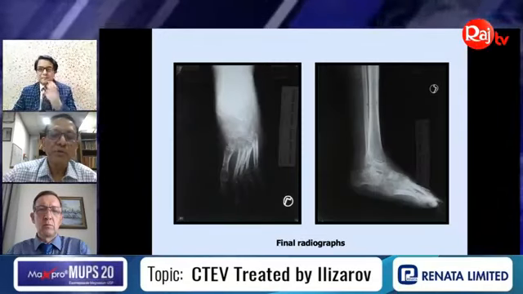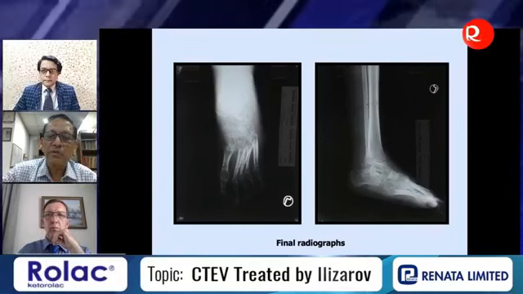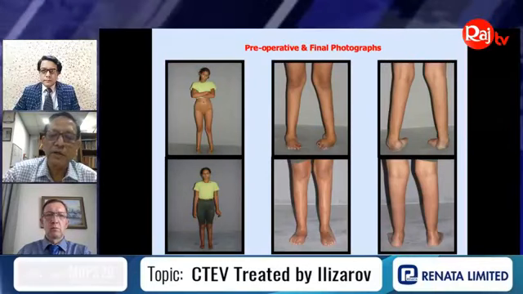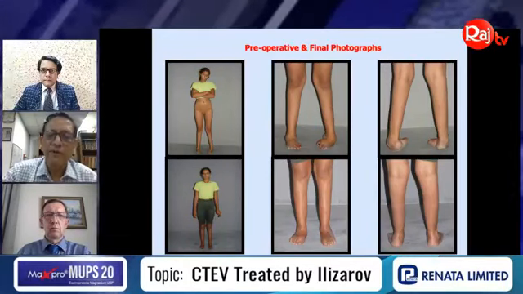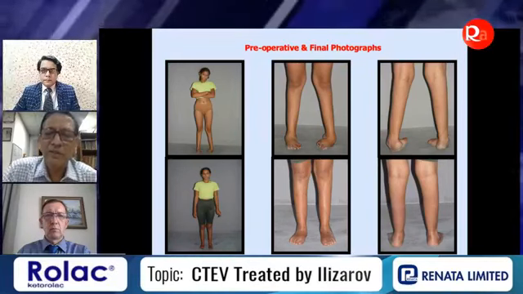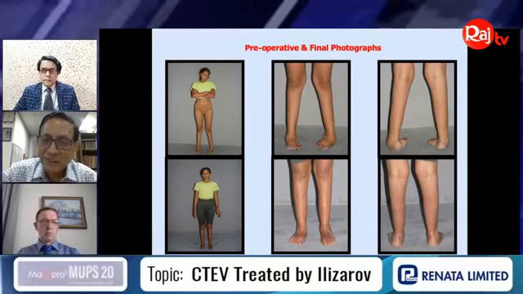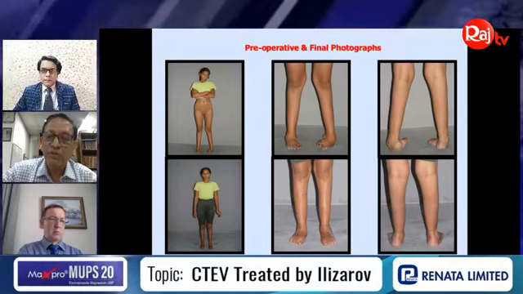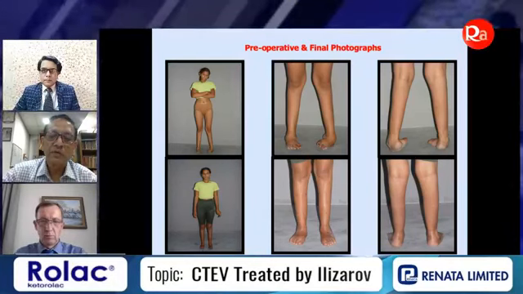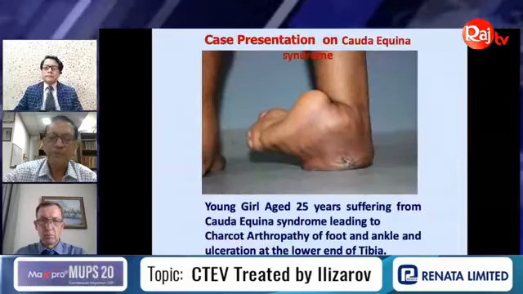So you can see beautifully all the deformity has been corrected, adduction has been corrected, equinus has been corrected. And in the last, this is the photograph of the girl. For many years we were doing post-operative surgery or many other surgeries, and a lot of scarring takes place. But why Ilizarov? The foot looks like a normal foot there. How severe it was! You can see after the surgery, it has become completely normal.